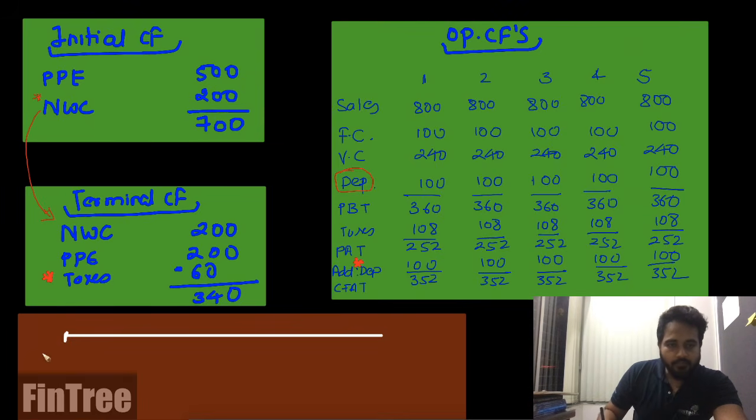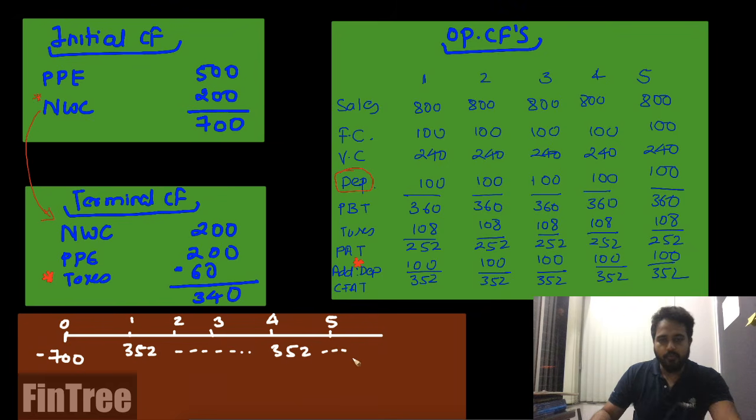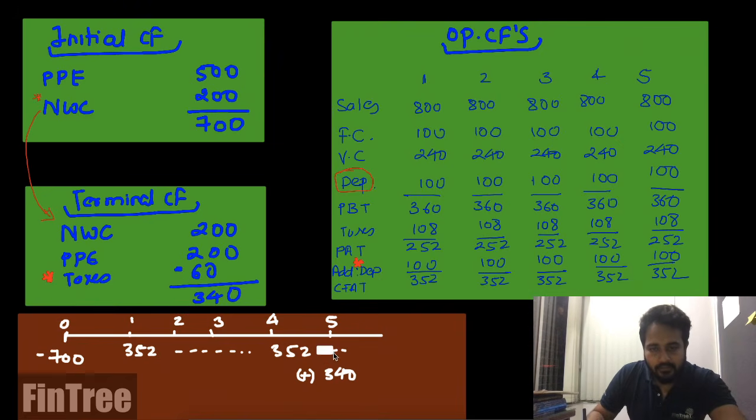So at time 0, how much money went out? 700 negative, time 0. Then time 1, time 2, time 3, time 4 and time 5. So from year 1 to year 5, each year we kept on receiving that 352. We've received 5 such payments, but it doesn't end there, because what we have also received at the end of year 5 is 340. And these are the cash flows that we have to enter.